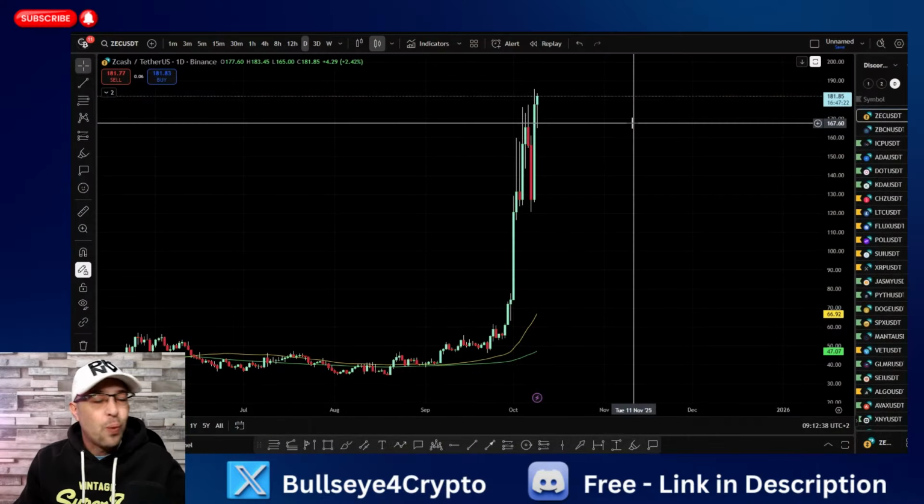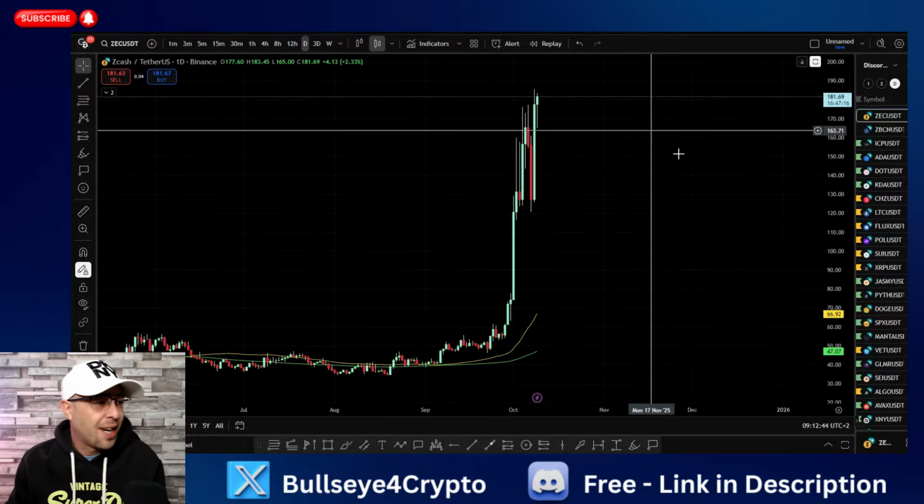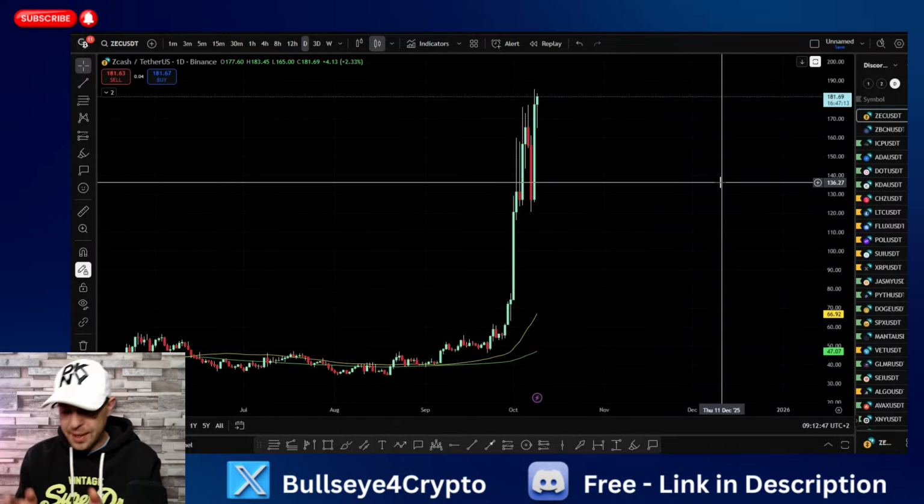And this, my friends, is what a parabolic move looks like. This is ZCASH. This is privacy on steroids. Everyone's flooding into privacy. And look, they're all going into ZCASH. So how do you understand where the support is? Where are the resistance points? Because this is important. Are you already in ZCASH? Have you already made this move?